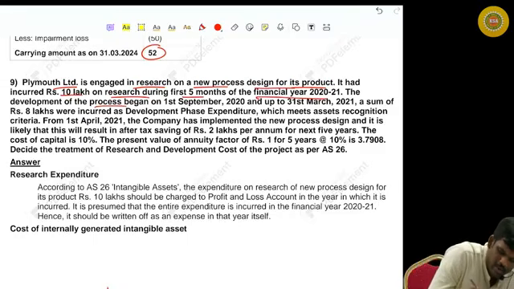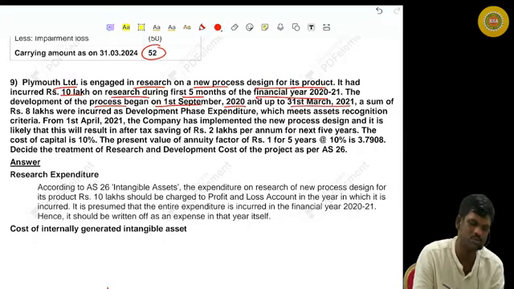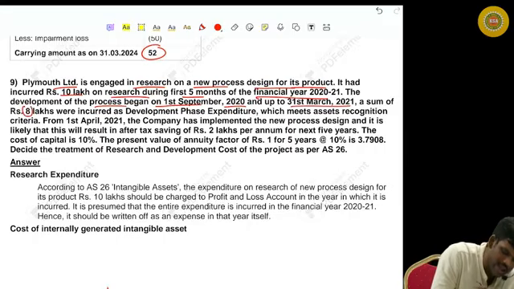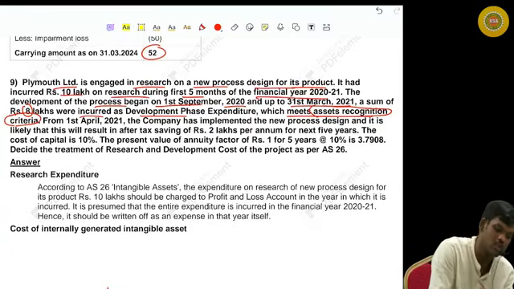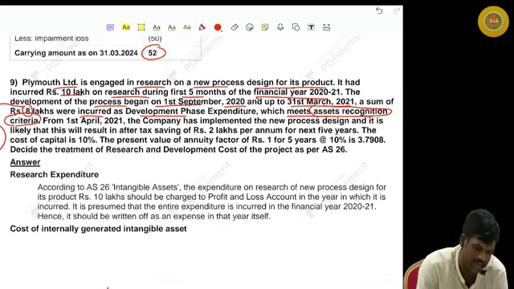The development of the process began on 1st September 2020 and up to 31st March 2021, a sum of 8 lakhs was incurred as development phase expenditure, which meets the asset recognition criteria. So the AS26 recognition criteria is satisfied. So this 8 lakhs actually can be capitalized.